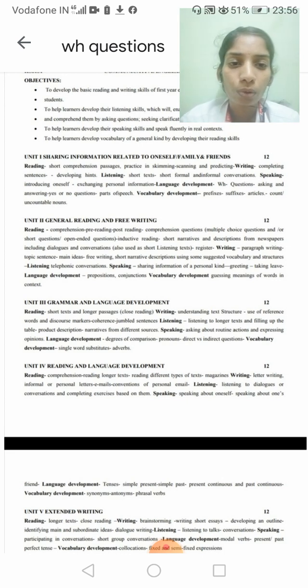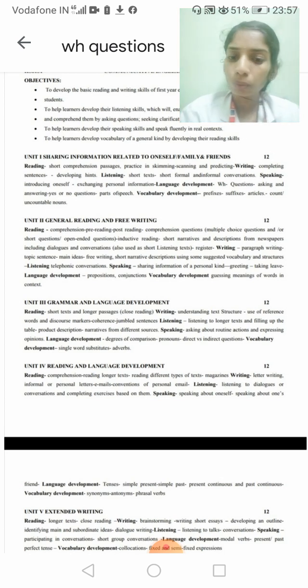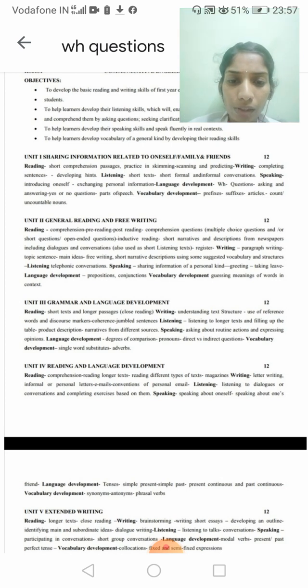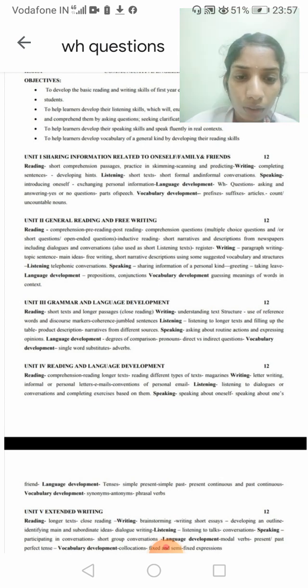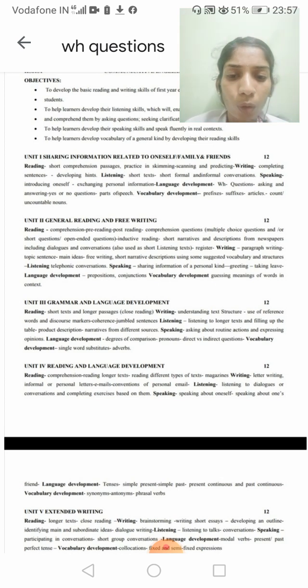Short narrative descriptions using some suggested vocabulary and structures, listening, telephonic conversation, speaking, sharing information of a personal kind, greeting, especially greeting we want to learn, then taking leave, language development. We should know how to write a letter. We should practice letters every day so that we can make a good formal letter. People might be interested to read your language. Prepositions and conjunctions are here, guessing meanings of words in context. So this is unit 2.